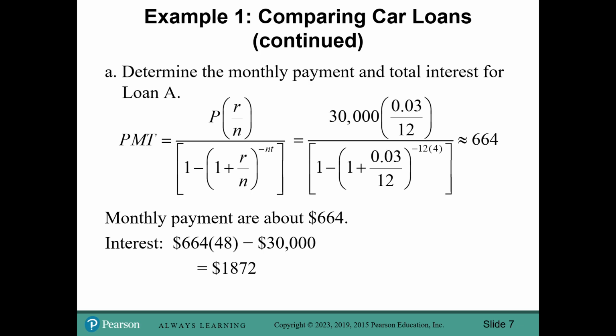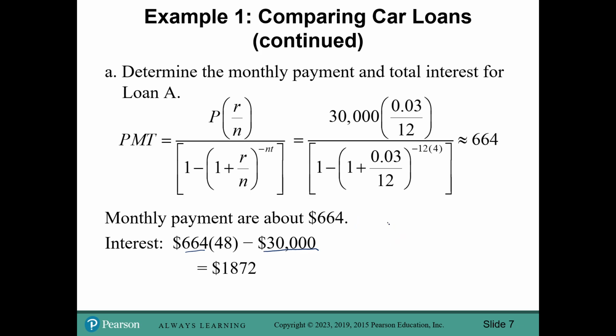So let's calculate what the interest may be. Now remember, the interest is the total amount paid for the loan minus the vehicle's original value. The vehicle's original value here is $30,000. We got that directly from the problem. But in order to calculate how much we actually paid for the loan, we take our monthly payment, which is $664, and multiply it by the number of payments we made. Now, where does that 48 come from?